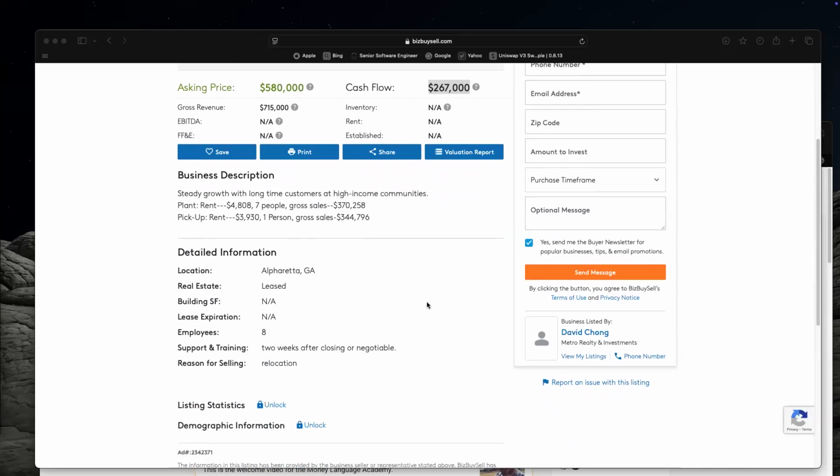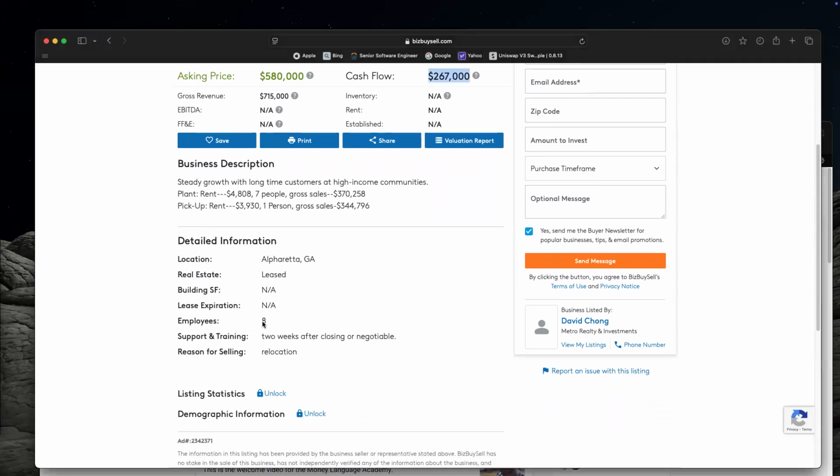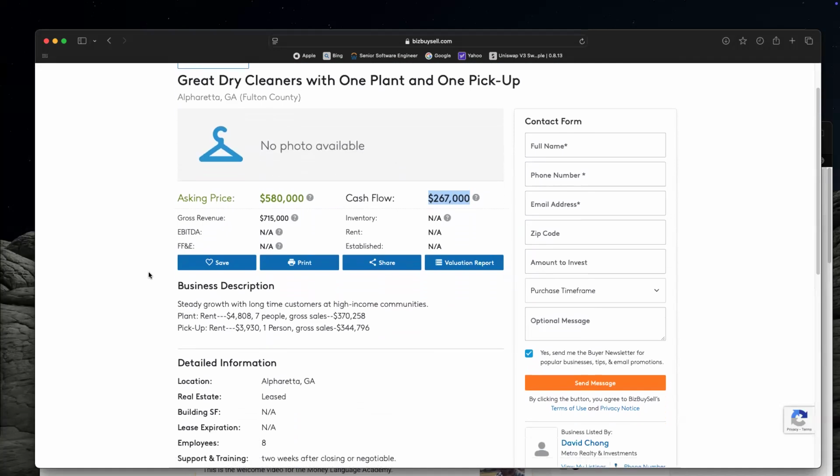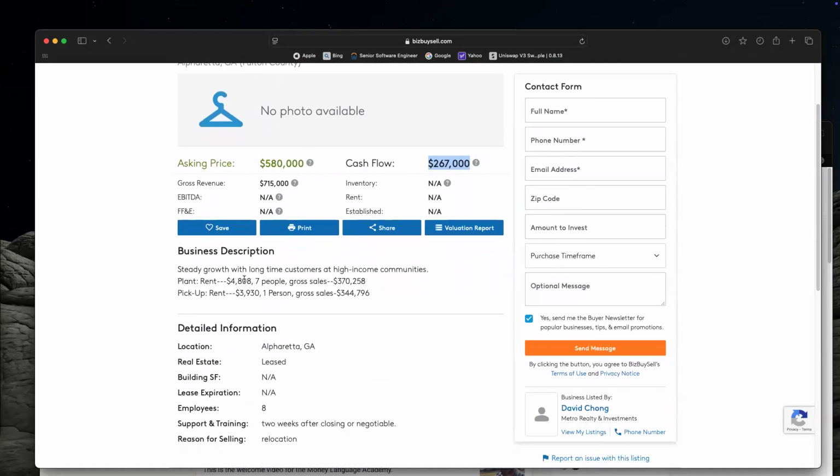Didn't see you. Okay, so this is a good one so far, right? 8 employees. Why would they need 8 employees? Because it's a dry cleaner. It's not a laundromat. So this one's a little bit different, but they include the rent. This is really good because you can actually go out and look.